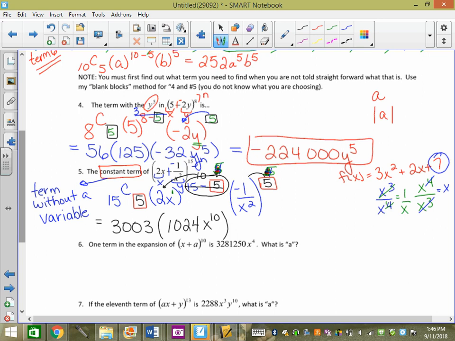And then this one, I have to do the negative 5 again. So I'm going to get negative 1 to the 5 is negative 1 over x to the 10. We agree? And this is good. You're good if these go away. You're wrong if they don't cancel. Go back, try again if you thought you were right. And then we just multiply those numbers. So it's going to be negative 3003 times 1024.